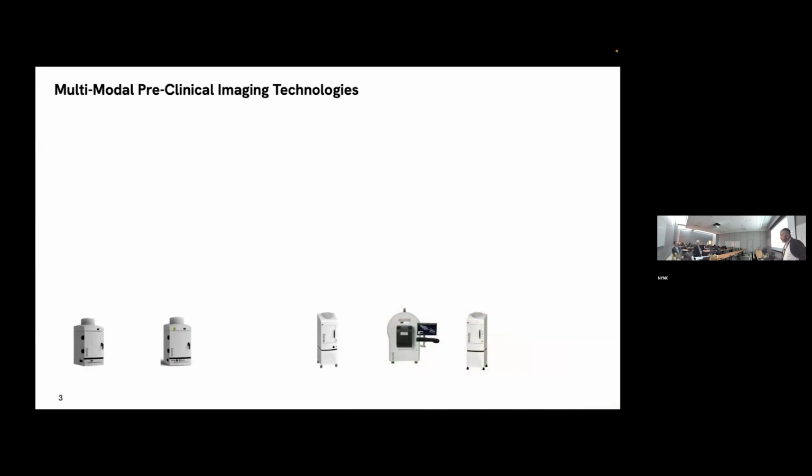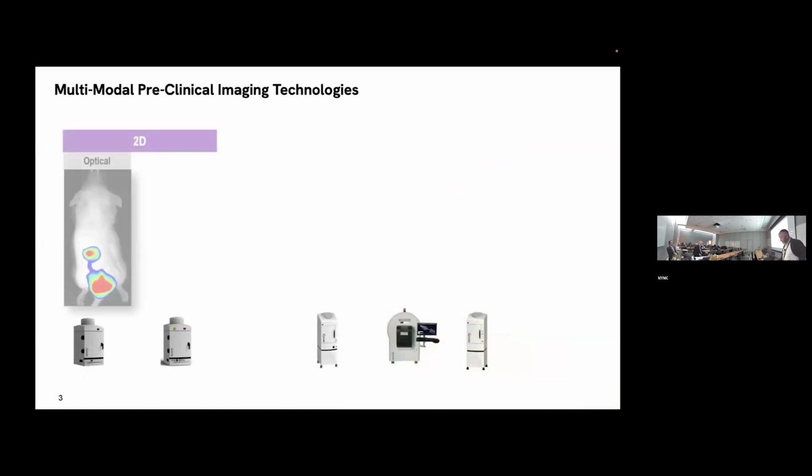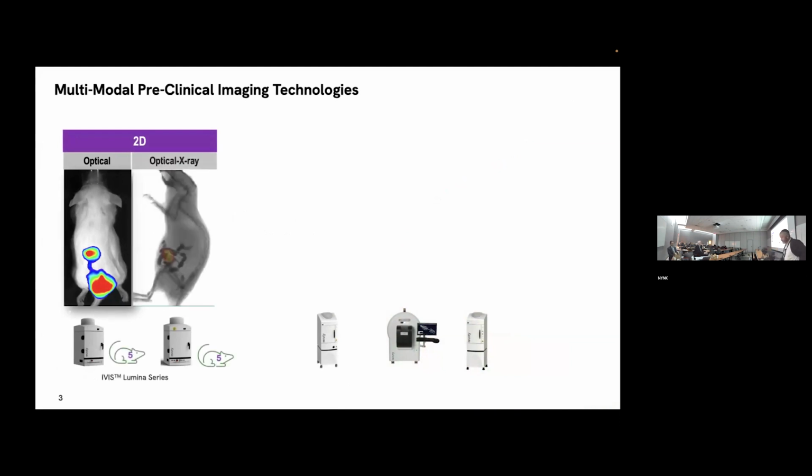So the multimodal preclinical imaging technology that we have is the following. 2D is the optical that everybody knows, and the optical X-ray that allows you to image the live animal after anesthesia, and you can see basically the distribution of the lesion. That's not so sophisticated. Even if I touch with my finger an induration of a tumor under the skin of the animal, it's enough for me to localize where it is. I don't need all this.